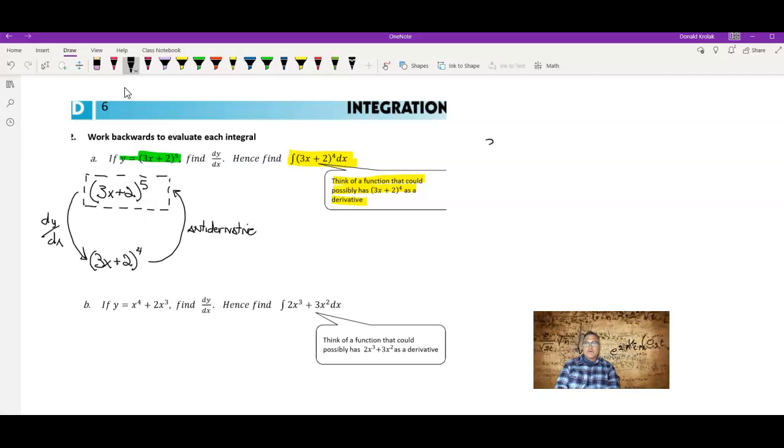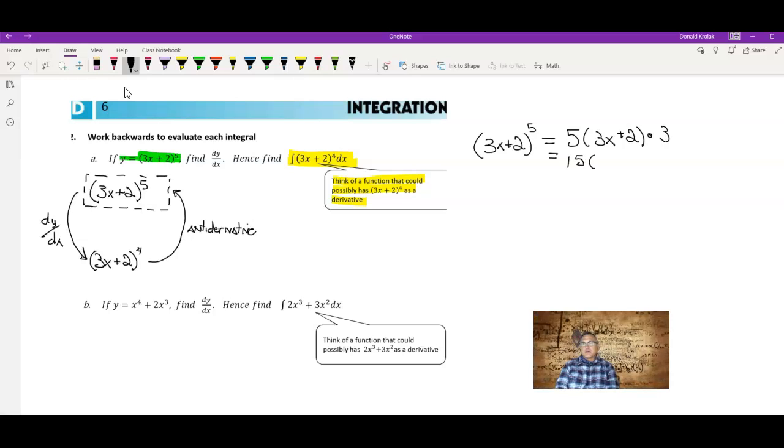All right, so we've got (3x + 2)^5, so we're going to have to use the chain rule to do the derivative of this. So the 5 comes out front. I rewrite 3x + 2, times the derivative of 3x + 2, which is 3. So the derivative of this is equal to 15(3x + 2) to the 4th.